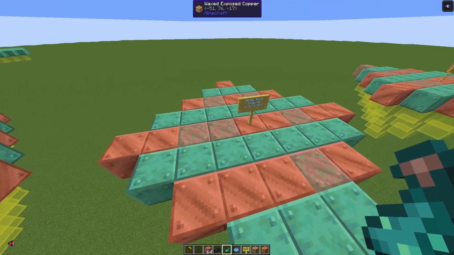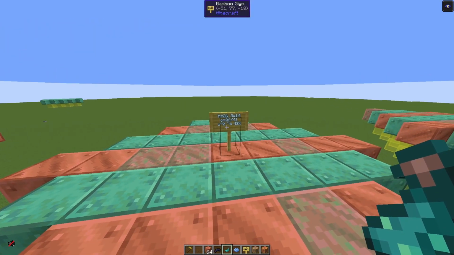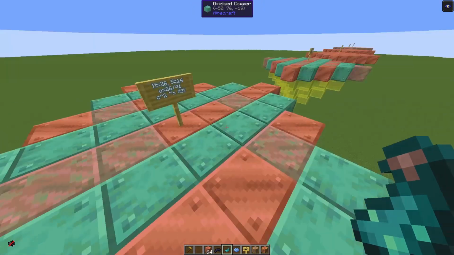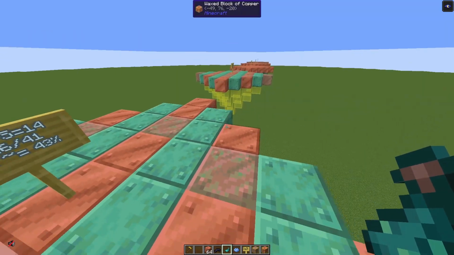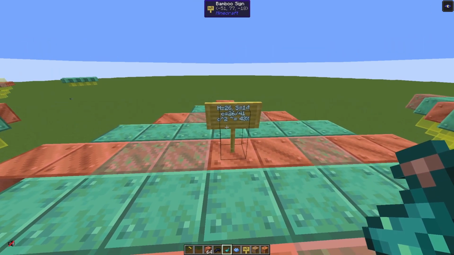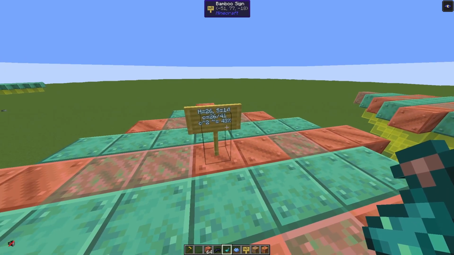We have 6 blocks that went to exposed. Then suddenly the number H of the blocks with a higher oxidization state went up to 26, and the blocks with the same oxidization state, S, went down to 14. And now our chance is 26 divided by 41, and the square is 43%.